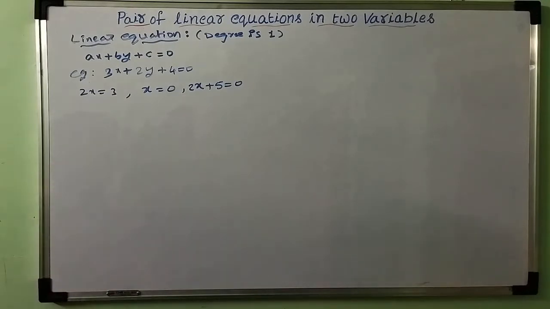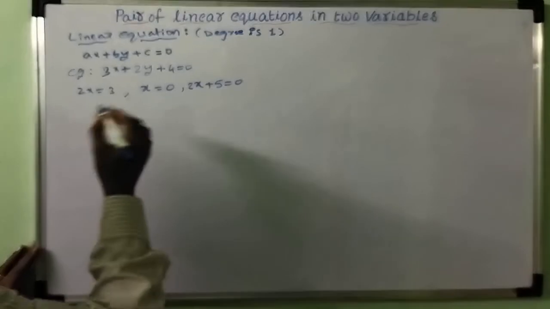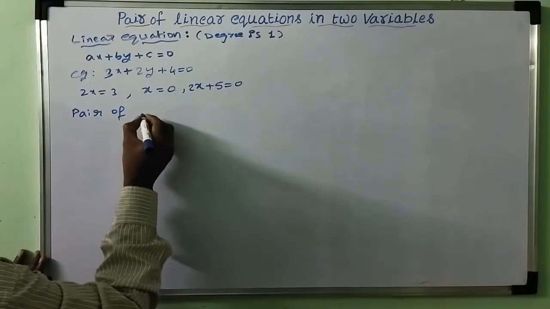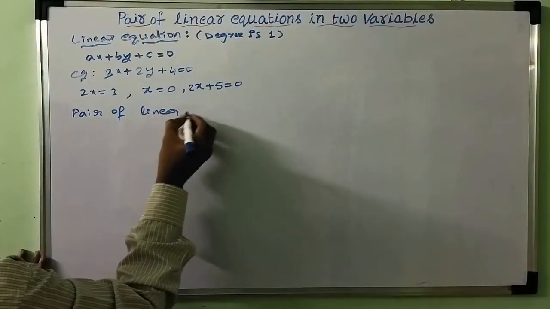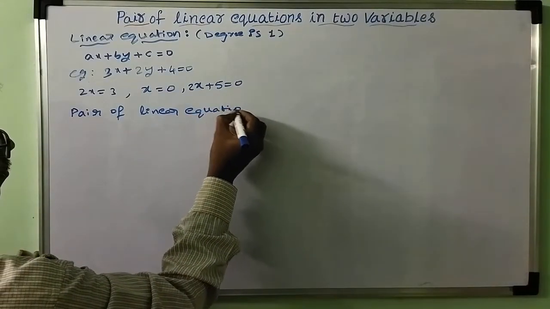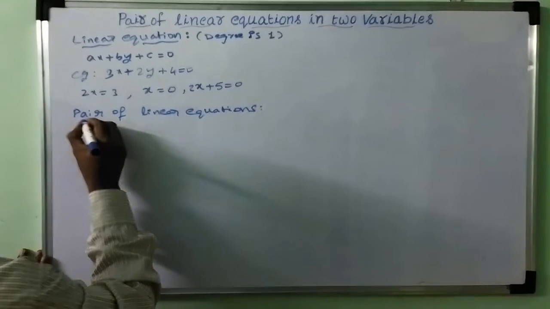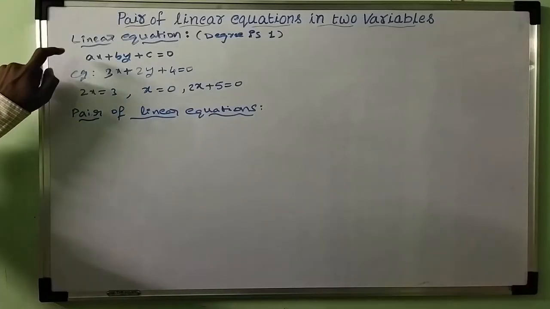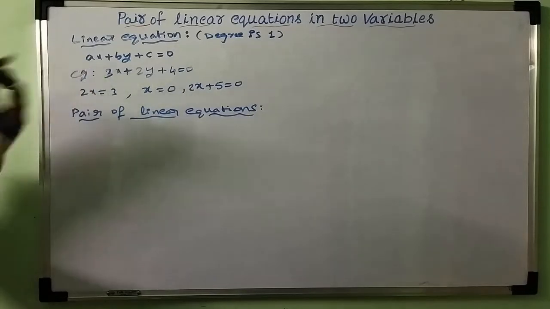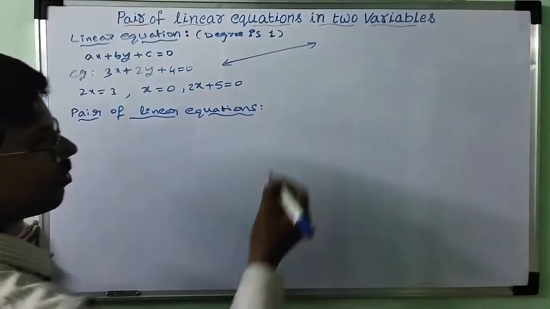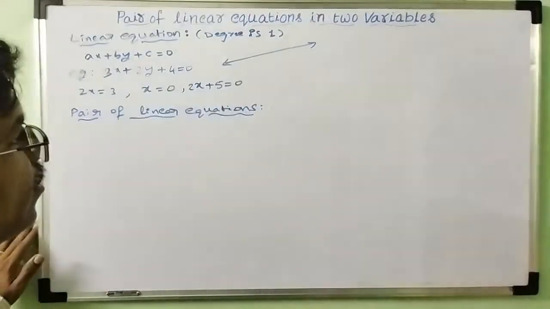Now we will discuss what a pair of linear equations in one variable, in two variables is. Pair of linear equations. Here it is only one linear equation. If you represent it on graph paper, you will get a straight line. Maybe it will have a slope, but it may be parallel to the x-axis or y-axis also.